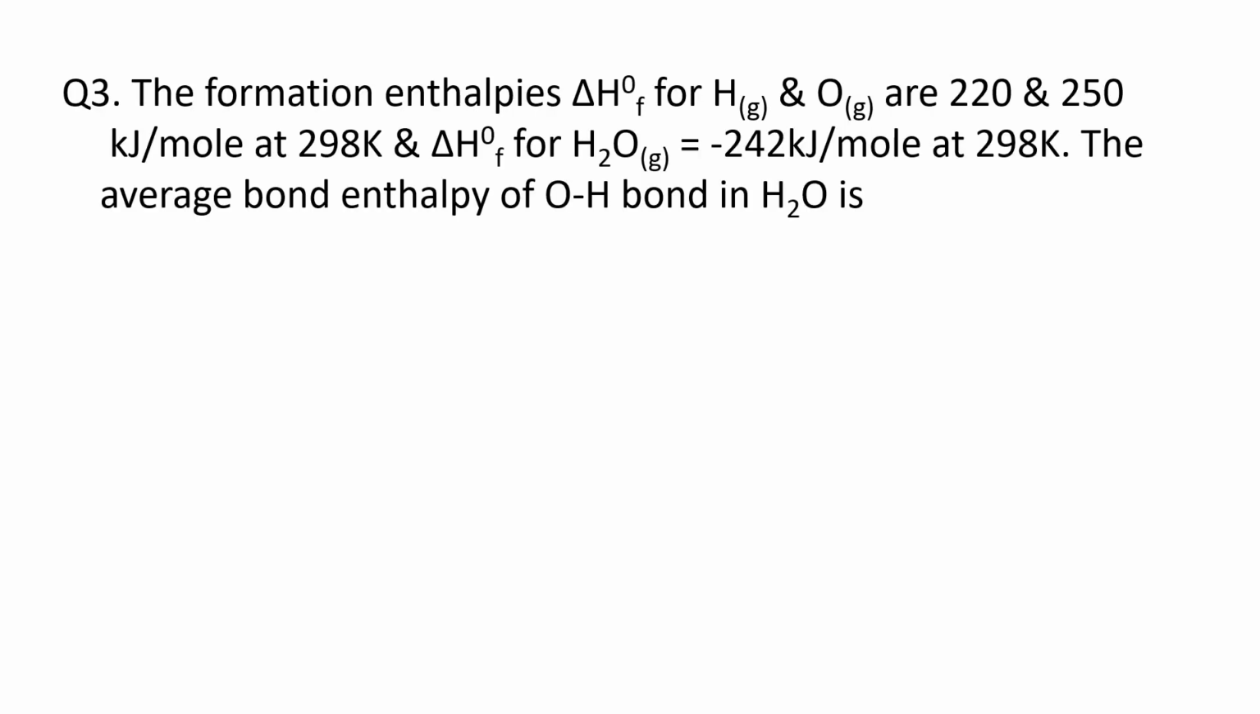Now coming to the third problem. The formation enthalpies, that is delta HF naught, of hydrogen gas and oxygen gas are given as 220 and 250 kilojoules per mole at 298 Kelvin, and the formation enthalpy of water in the gaseous form is given at the same temperature. You have to calculate the average bond enthalpy of the OH bond in water.